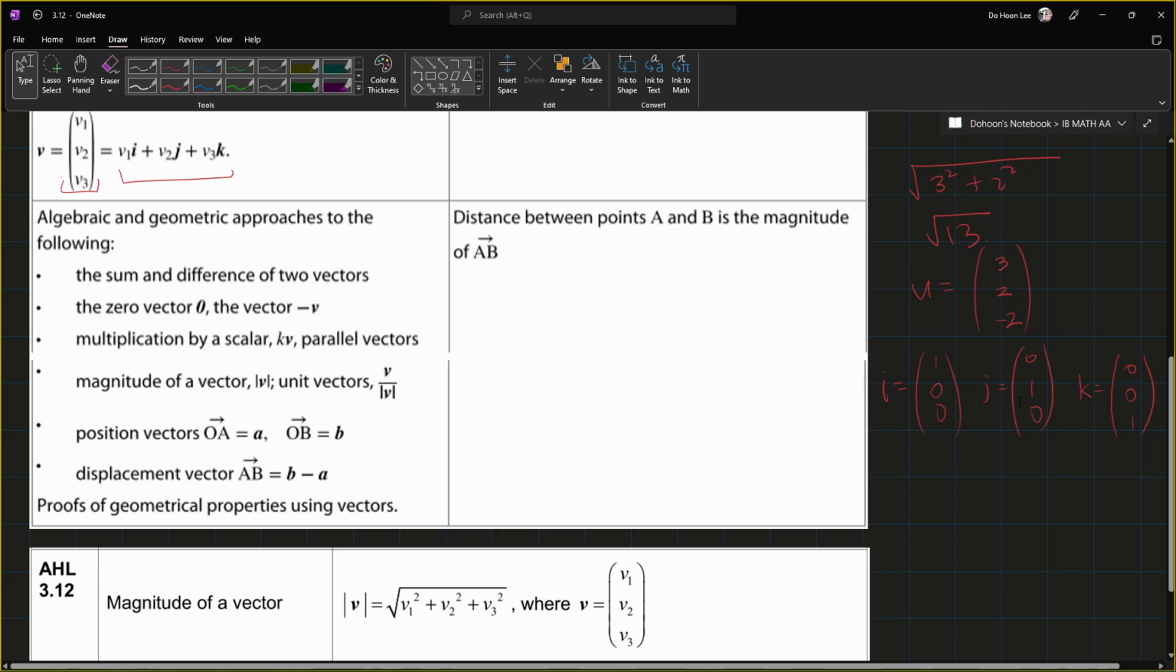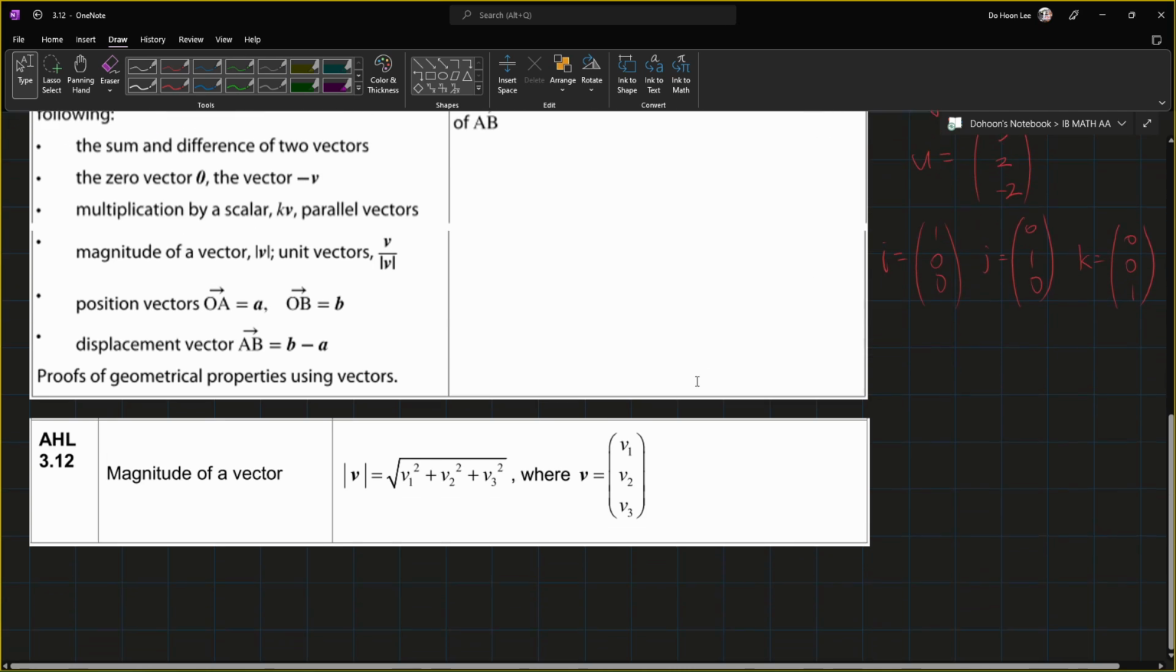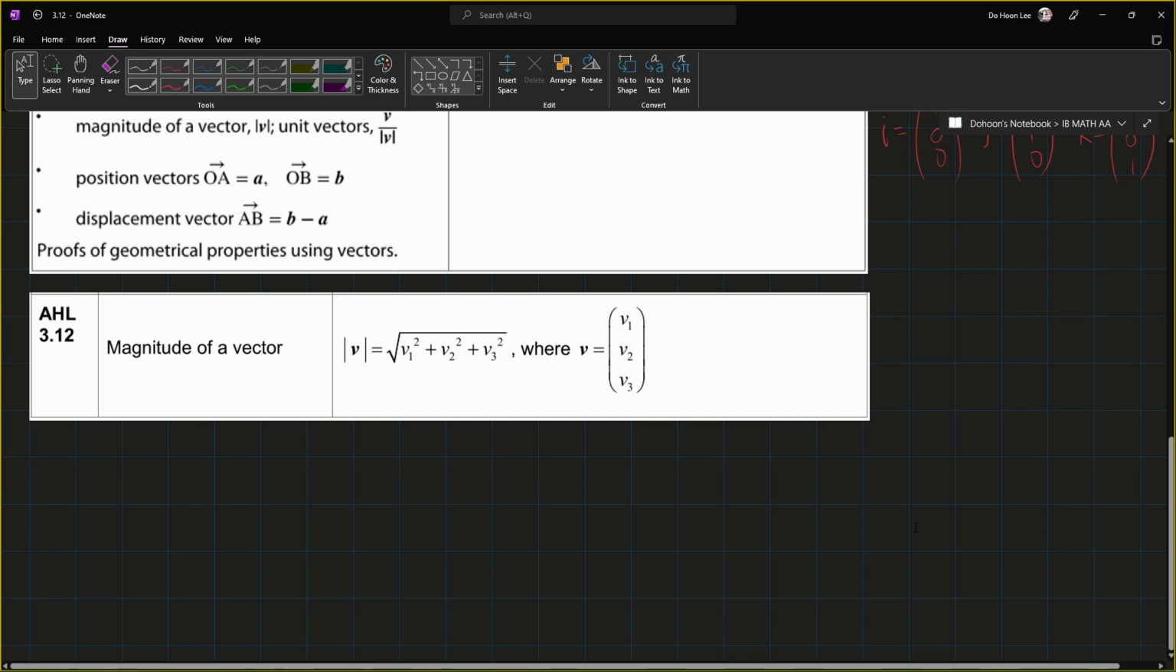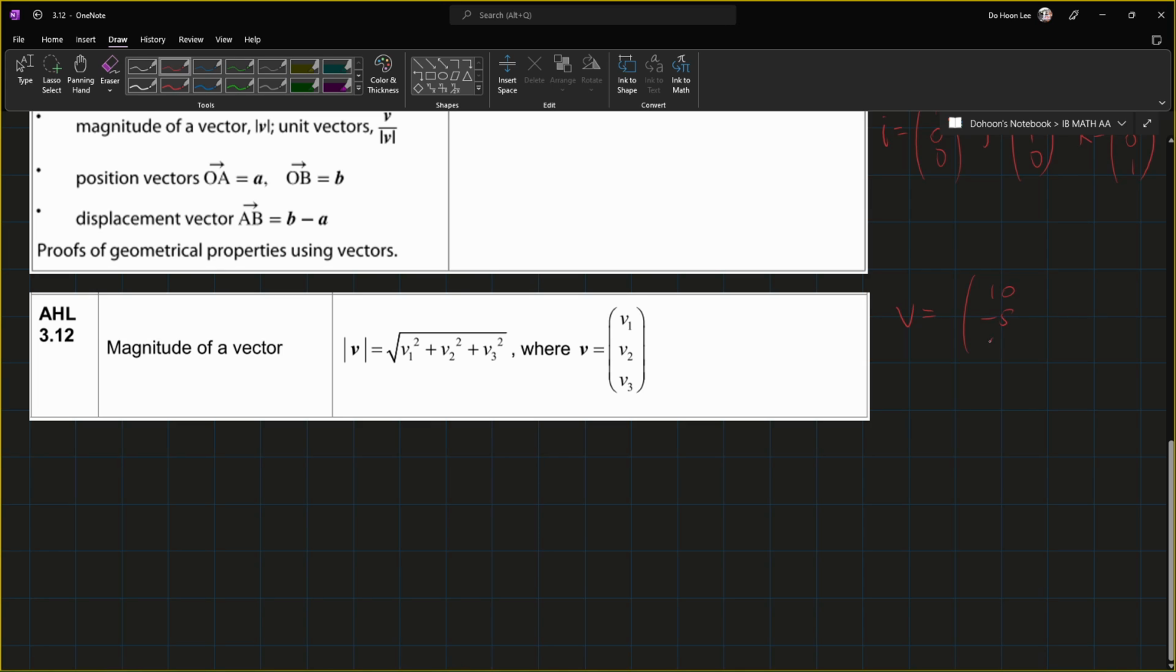So when we add vectors, we have to add the same components, right? X components with the x components, y components with the y components, and such. Okay. So let's do an example. Let's have our u vector and let's introduce another vector. Let's say v equals 10, -5, and 0. And let's try to do u plus v.